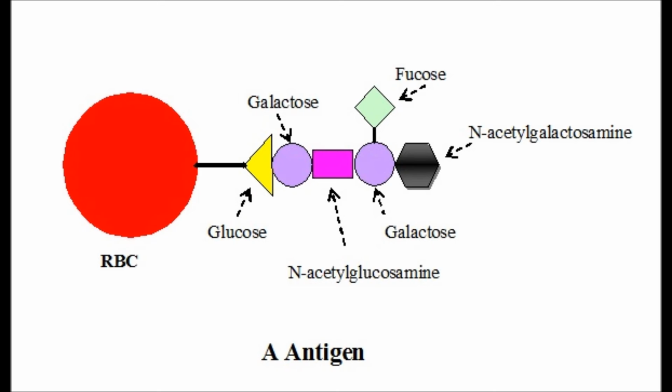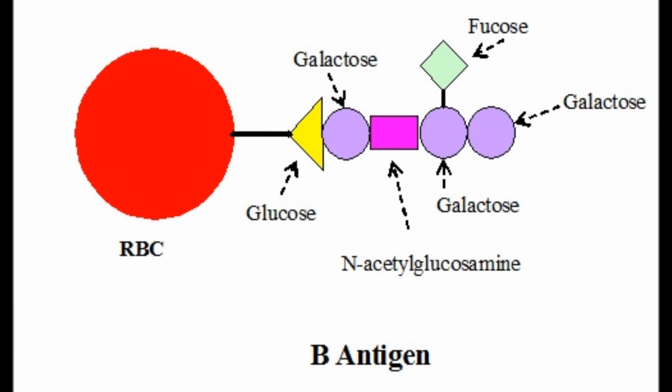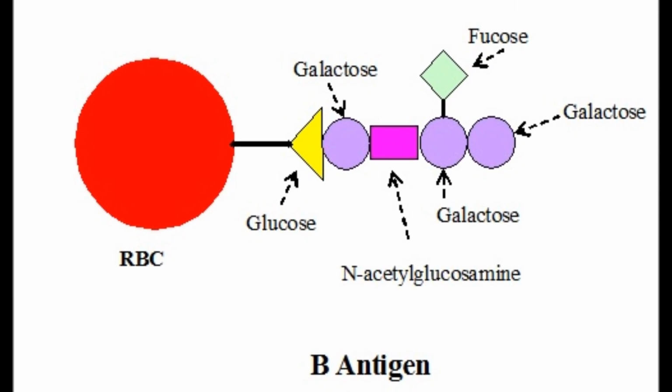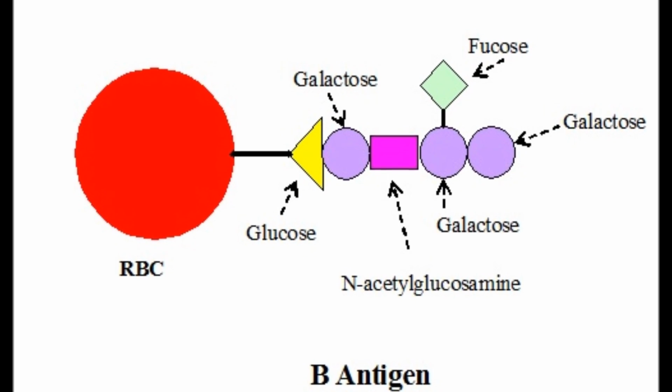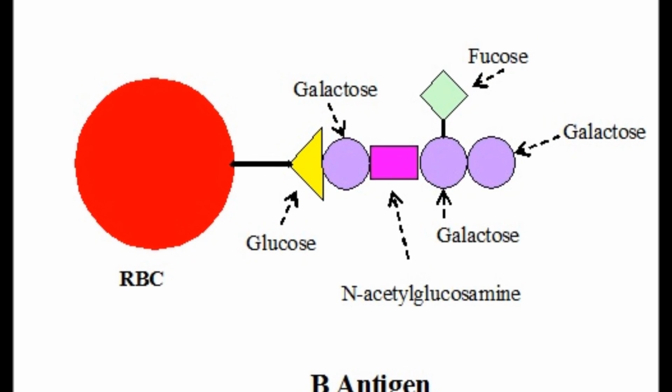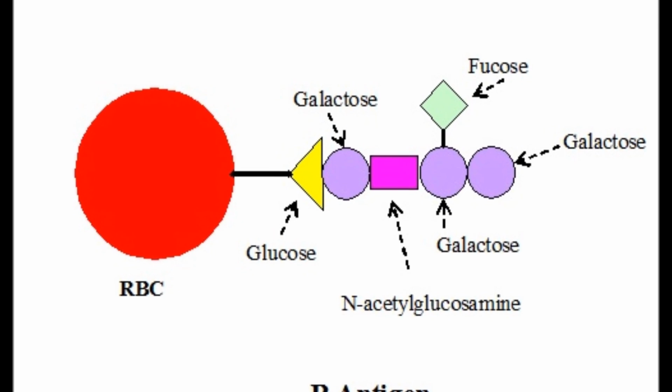A blood type has A antigen, which has additional N-acetylgalactosamine attached to H antigen, and B blood type has B antigen, which has additional galactose attached to H antigen.